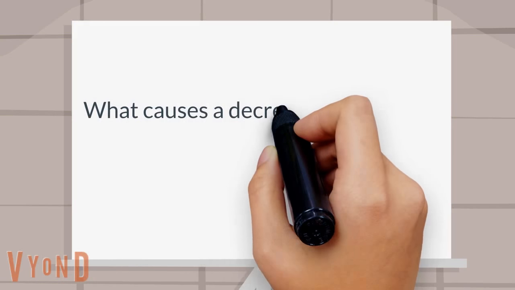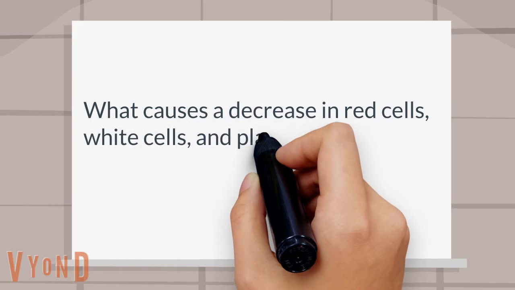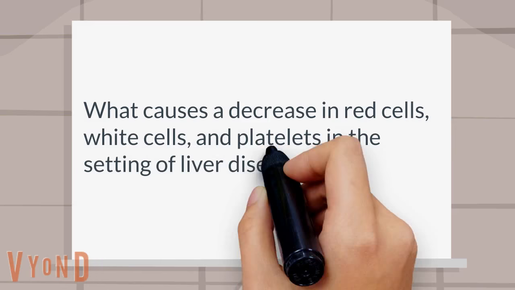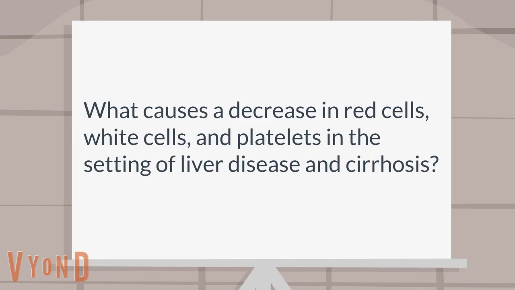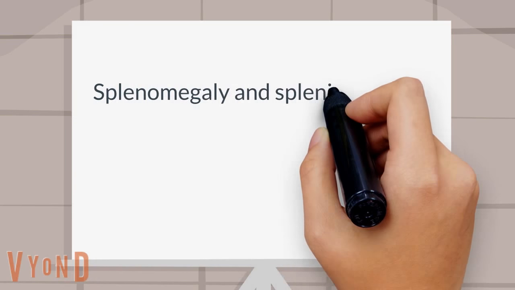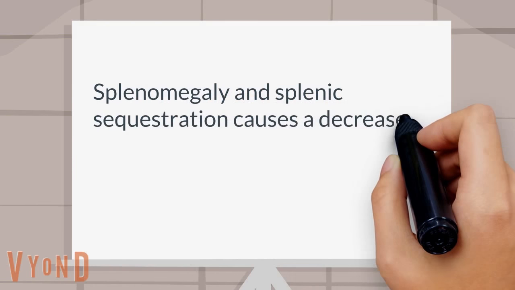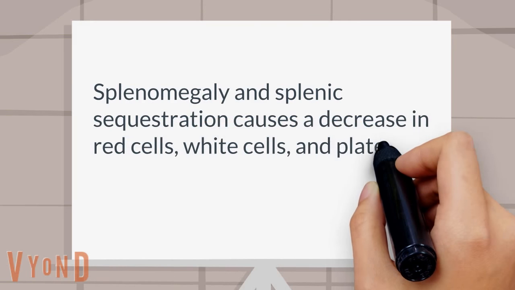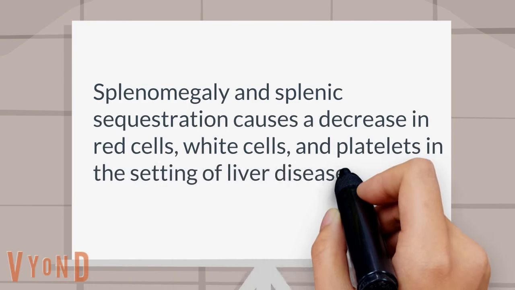What causes a decrease in red cells, white cells, and platelets in the setting of liver disease and cirrhosis? Splenomegaly and splenic sequestration causes a decrease in red cells, white cells, and platelets in the setting of liver disease and cirrhosis.